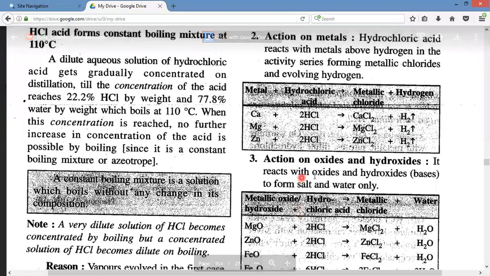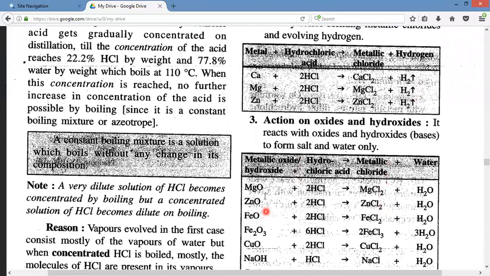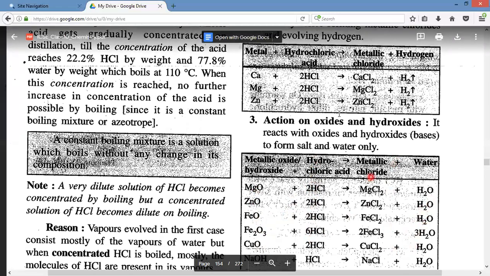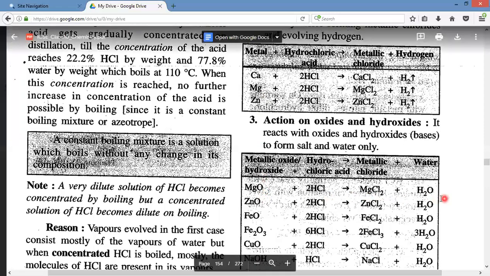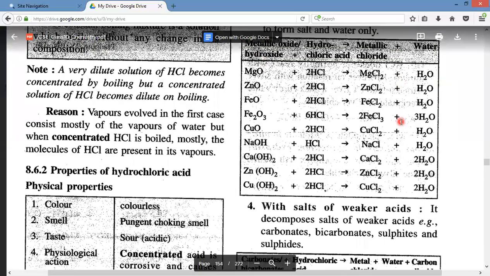After that, the action on oxides and hydroxides. When any reactive metallic oxide, present in the electrochemical series, but we have to check the position, is treated with hydrochloric acid, metallic chloride with water is formed. The difference between this reaction and the above one is that here we are treating with the metallic oxide, and in the other case with the metal. When treating with the metallic oxide, water is formed, and when treating with the metal, hydrogen gas is formed.